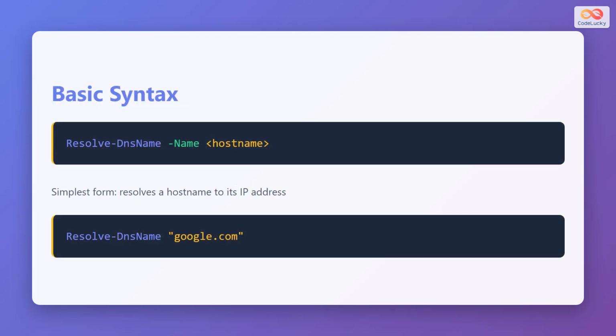Let's start with the basic syntax. The simplest form of Resolve-DnsName uses the -Name parameter followed by a hostname. This resolves the hostname to its IP address. For example, if you type Resolve-DnsName followed by the string google.com, PowerShell will query DNS and return the IP addresses associated with that domain. This is the most common use case and forms the foundation for more advanced queries.